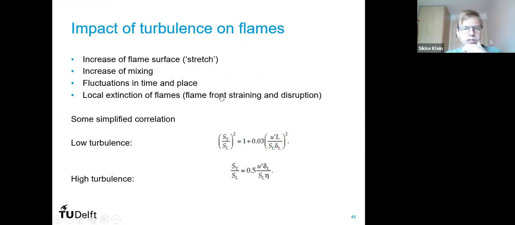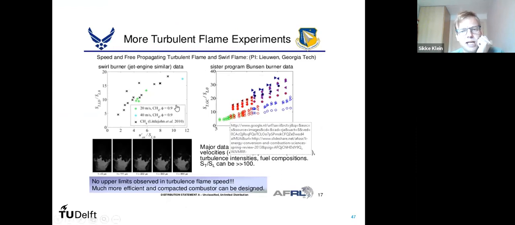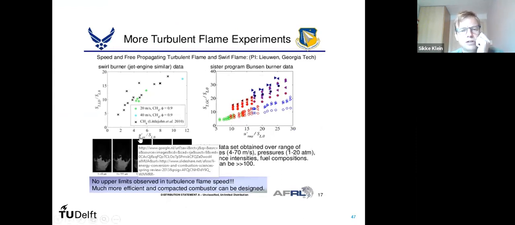So you have some other things here, like I said, the stretch and mixing for low and high turbulence. And these are some aspects. For example, if you look at this ratio, u prime over S_L, so the turbulent fluctuations versus the laminar flame speed, and you look at the turbulent flame speed versus the laminar flame speed, you see a factor of 20. In this situation, you go to a factor of 30 or 40.